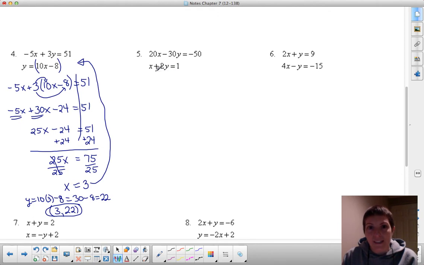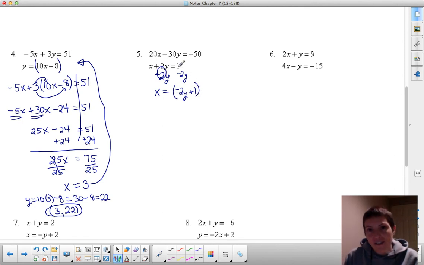To do that, I need to undo or use the inverse operation to 2y. So I'm going to subtract 2y from the left and the right so that I now have x is equal to negative 2y plus 1. This is my substitution step.